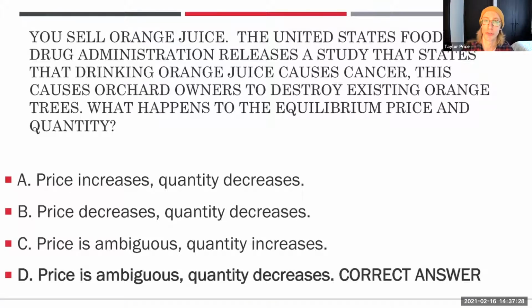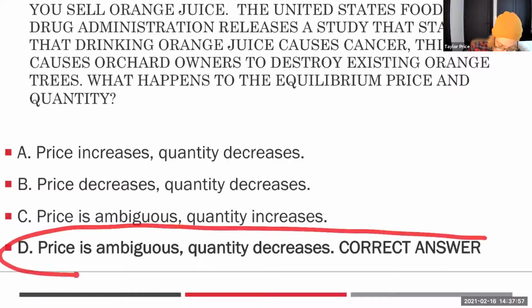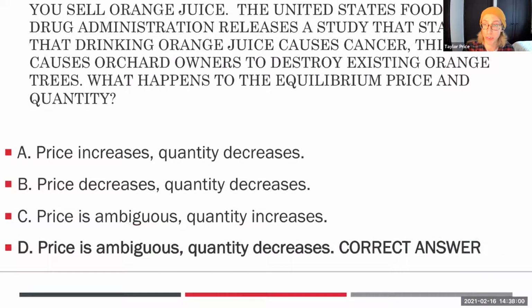So this is a question about a demand and supply shift. This question kind of sets up where you are selling orange juice. The United States Food and Drug Administration releases a study that states that drinking orange juice causes cancer. So this causes orchard owners to destroy existing orange trees. So what happens to the equilibrium price and quantity? So we can see the correct answer here is price is ambiguous and quantity decreases, but what does that actually look like on a graph?